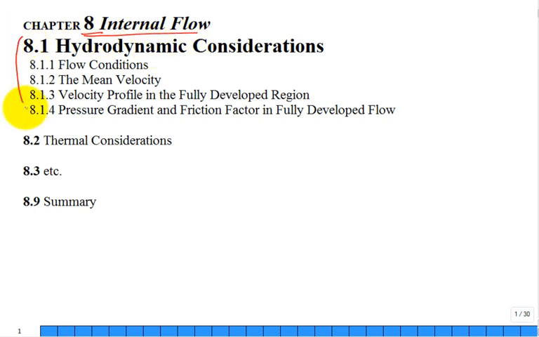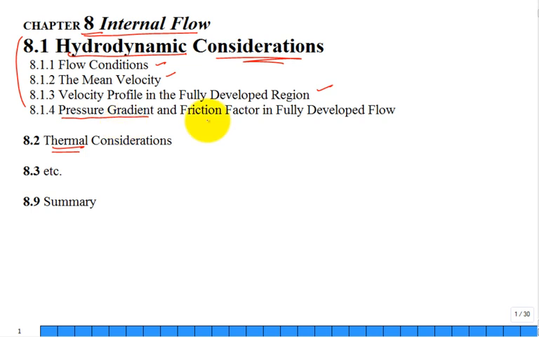We start with section 8.1. What does that sound like? Hydrodynamic. Before you get into any thermal considerations, you have hydrodynamic considerations. It sounds like a review of fluid mechanics. So we'll talk about the flow, the mean velocity, developing region. It takes a while when you enter a pipe to become fully developed, and then whether or not it's turbulent, laminar flow, the Reynolds number, and then how do you calculate the pressure drop over a length of pipe?